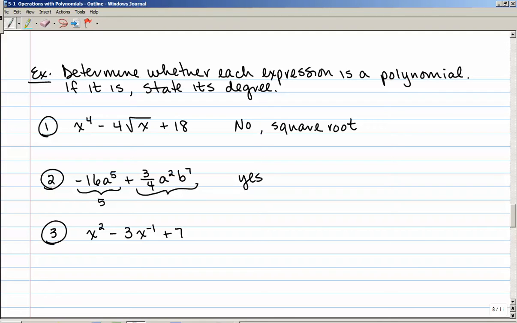The degree of this monomial is 2 plus 7. Remember, add your exponents, or 9. I take the greatest degree of any of the monomials, so my degree is going to be 9, because 9 is bigger than 5. And example number 3, x squared minus 3 times x to the negative 1 plus 7. This has a negative exponent. Remember, this could be written as negative 3 over x in the denominator. Can't do that, so this is not a polynomial.